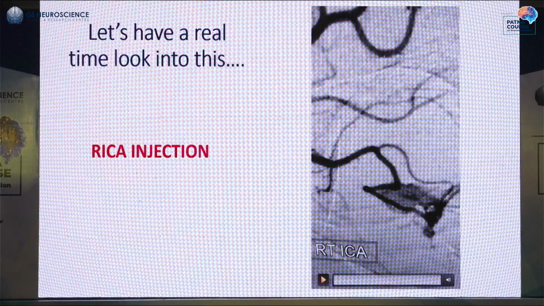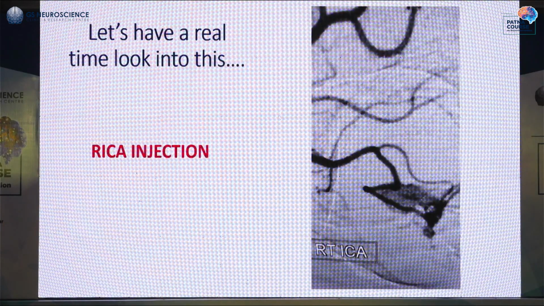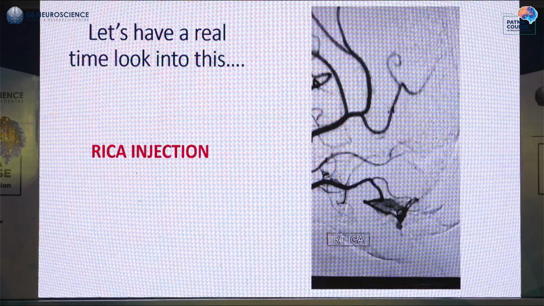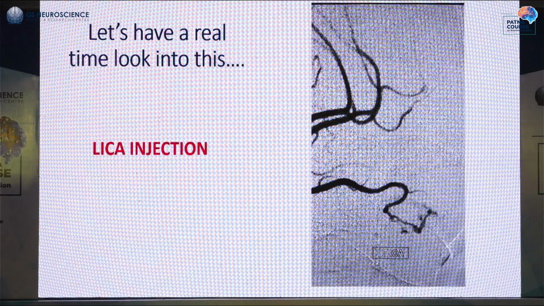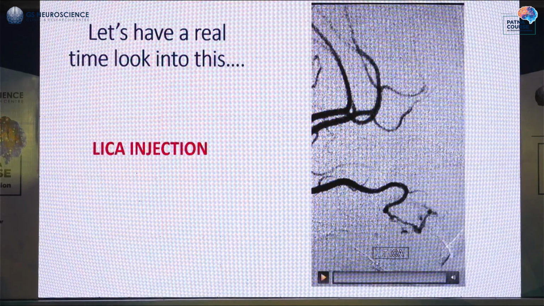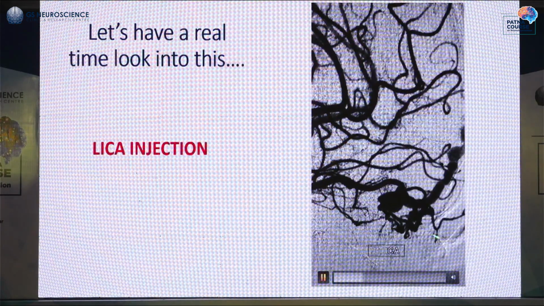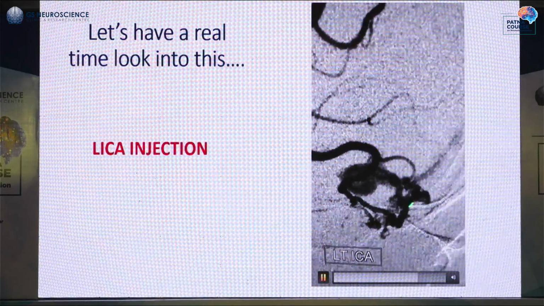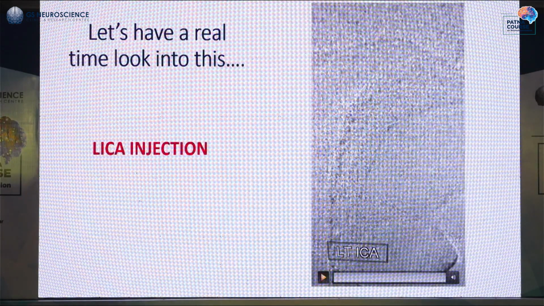So this is the right side. So this again is the left-sided injection. So this has got its supply from both the ICAs. This is the terminal-most part of convergence where both the systems converge.